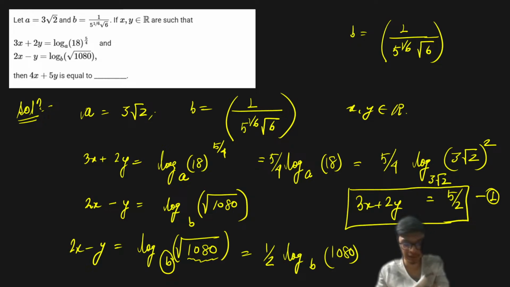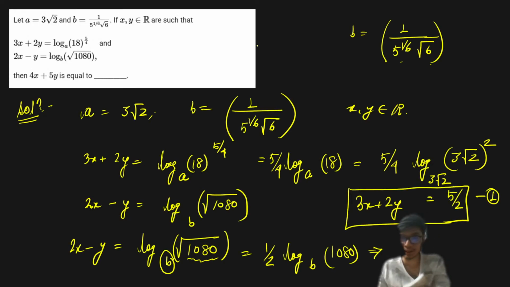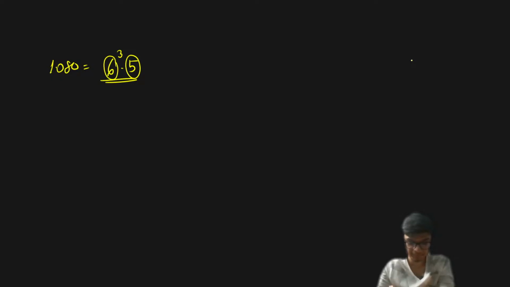I hope you're able to understand my way of solution. Please try to solve it. I can also write 1080 in terms of 5 and 6, and I will take it on the next page. I can write 1080 as 6 cube into 5. That is what will give me the advantage, because I am able to simplify it in terms of 5 and 6 as a base, right?